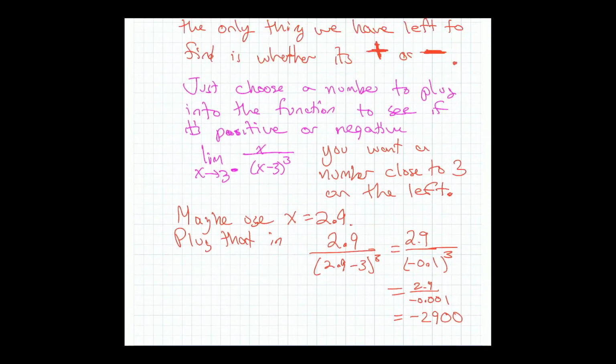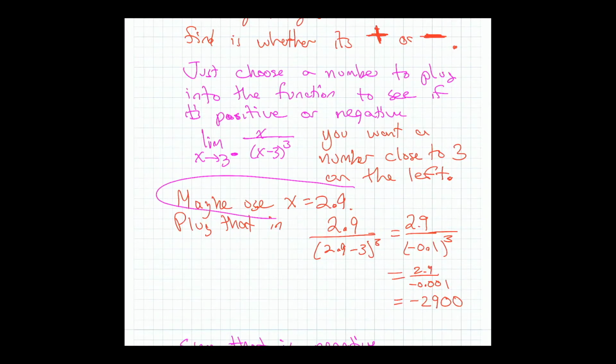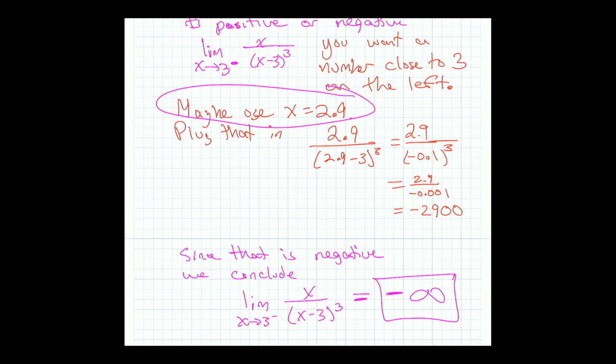Okay, so there's two steps there. We plugged in 3, we got 3 over 0. That told me it was plus or minus infinity. I needed to know which, so you pick a number just on the left-hand side to plug in, and it should be close to where you're taking the limit. So if we're going to 3, it needs to be close to 3. So we plugged in 2.9 because it's close to 3 on the left, and we get a number, and all you care about was whether it was plus or minus. Okay? We see the minus sign.